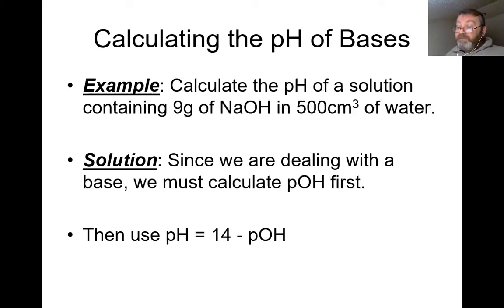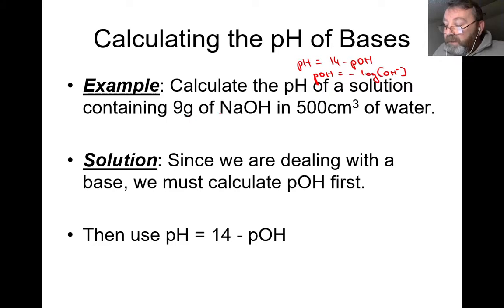So again, let's take a couple of examples. Calculate the pH of a solution containing 9 grams of sodium hydroxide in 500 centimeters cubed of water. Okay, first of all, calculate the pH of a base. Do you notice that? You can't directly get the pH of a base. So the first thing we do is we remember that the pH is equal to 14 minus the pOH. And then we say that the pOH is minus the log of the OH- ion concentration. Now, OH-, that means that I want moles per litre. What have I got? Grams per half litre.